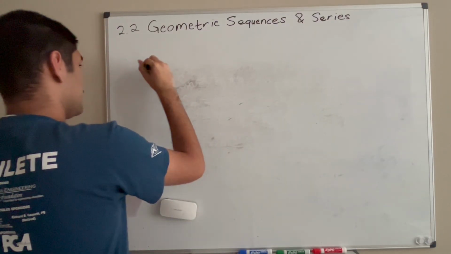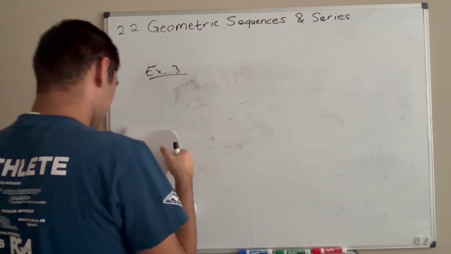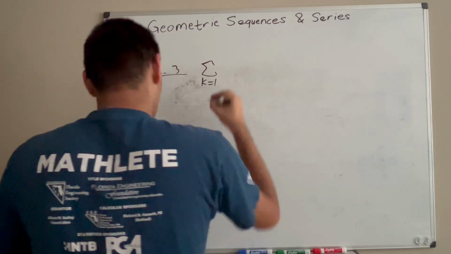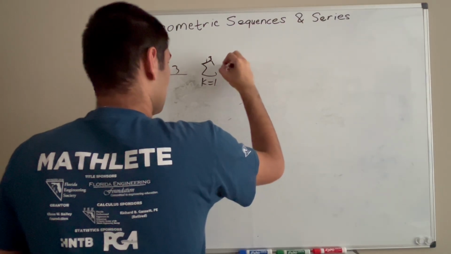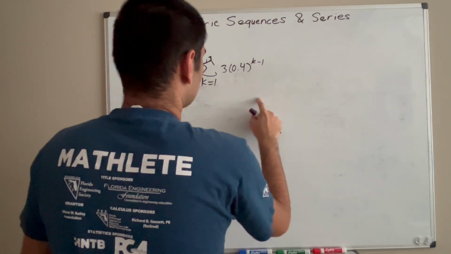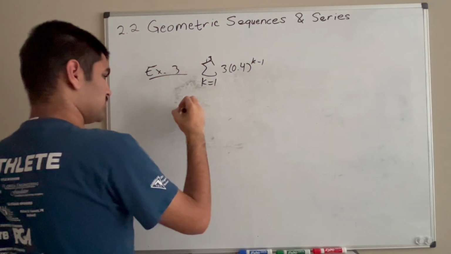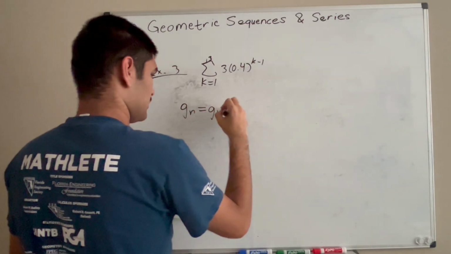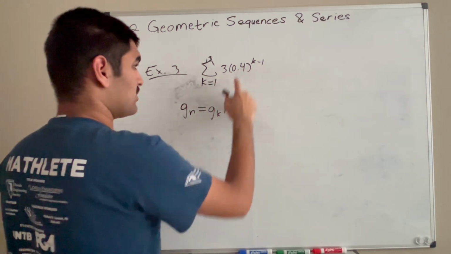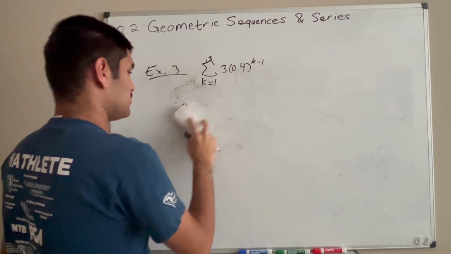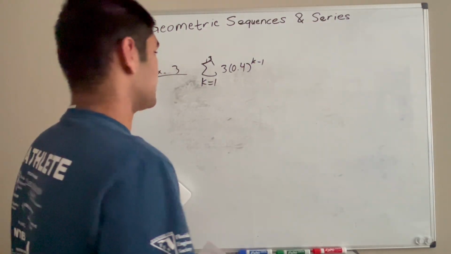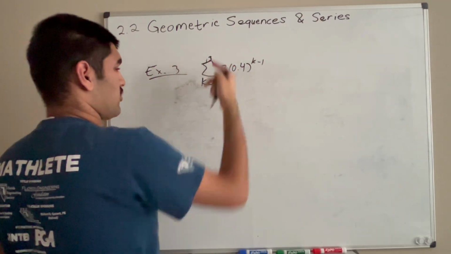All right, so let's say we had the sum as k goes from 1 to 13 of 3 times 0.4 to the k minus 1. If you know the general term of a geometric sequence, it matches this perfectly, because g1 is 3, r is 0.4, and you have the exponent k minus 1. So just from that, you can be sure that this is a geometric series, and it's finite because it's only going from 1 to 13.